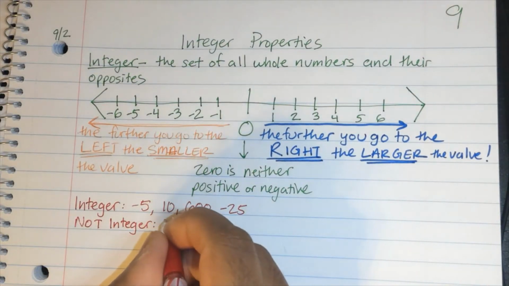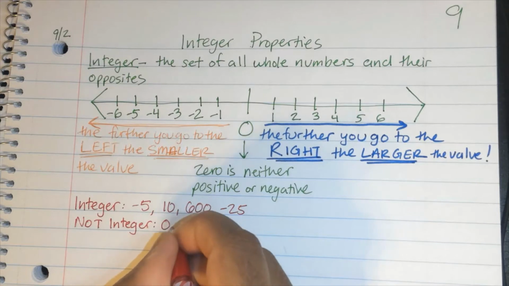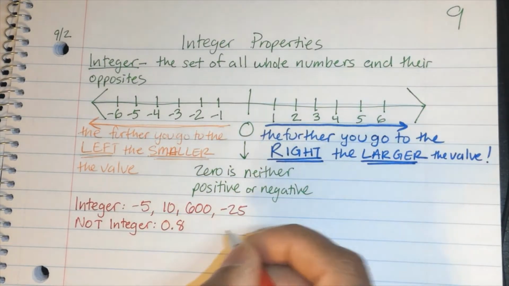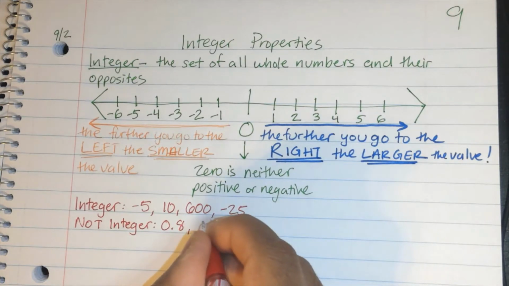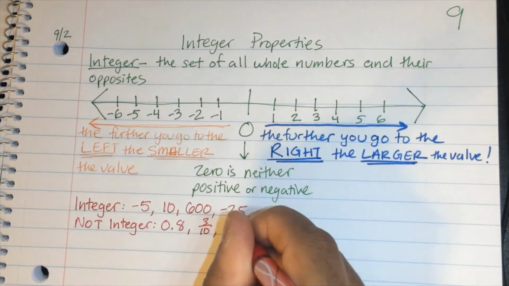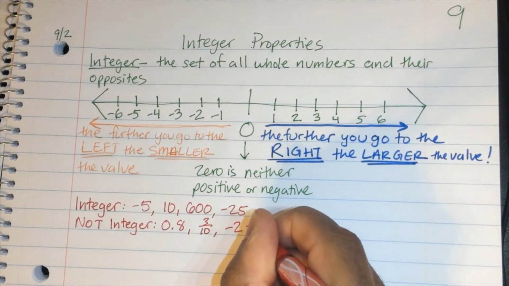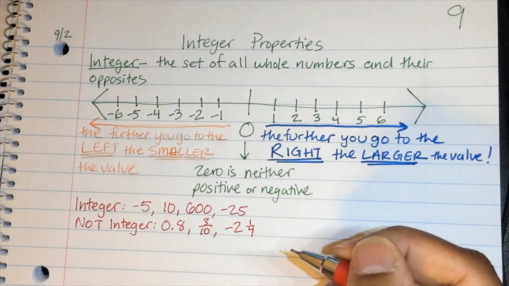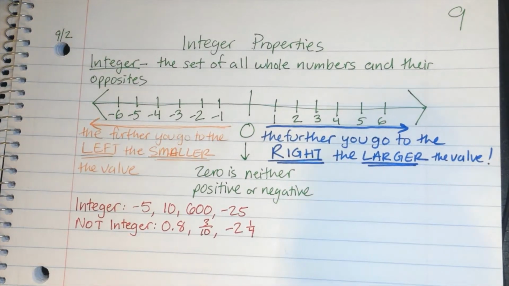8/10 is not an integer. Okay, and thank you for reading that correctly. Awesome. Go ahead. 3/10 is not an integer. Okay. -2 and 1/4 is not an integer. Okay, I think that's it, right?